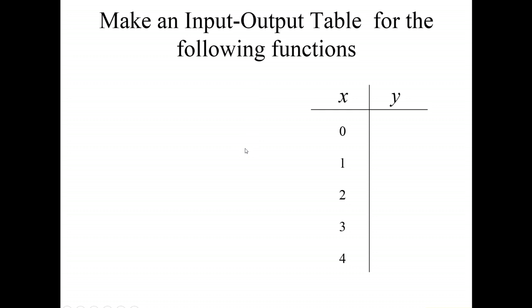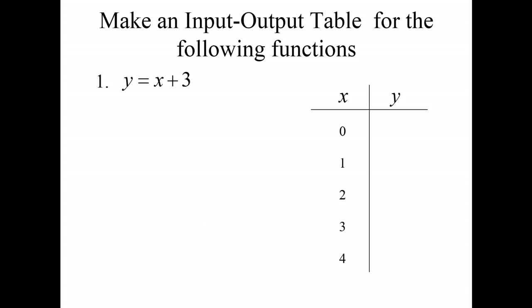Well, let's make an input-output table for the following functions. Here's my input-output, and this is like a traditional domain: 0, 1, 2, 3, 4. A lot of times you'll see -2, -1, 0, 1, and 2. It's a good idea to pick 0 and then a couple of negatives and a couple of positives, but let's just make this as easy as we can right now.